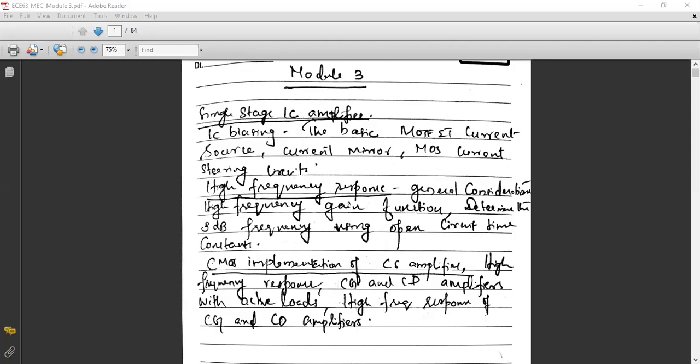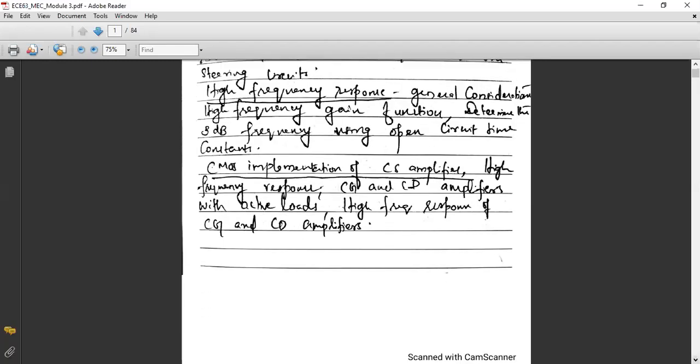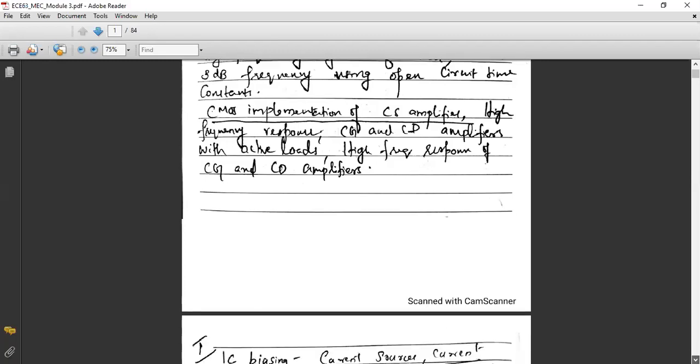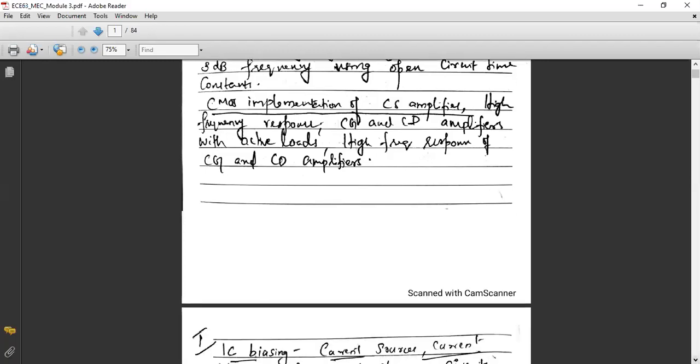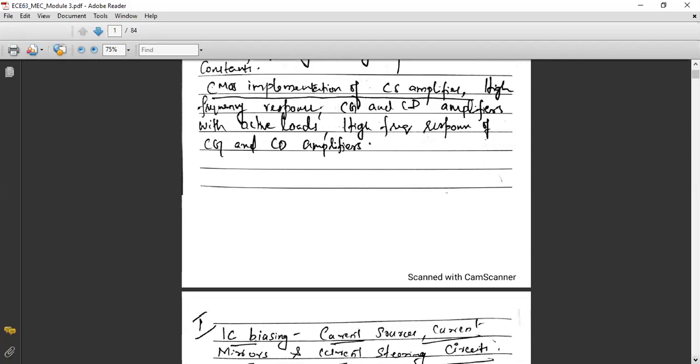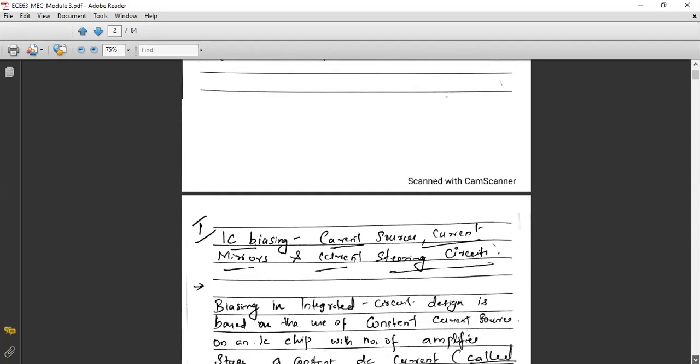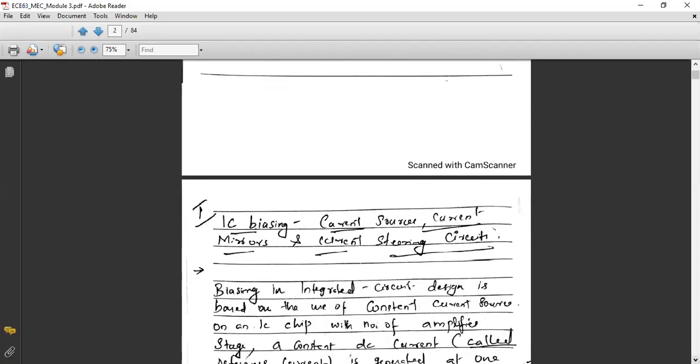So while writing the answer papers, you should be very careful about the question. Read the question n number of times and then try to answer it. If it is with active load, it is different. If it is without active load, it is different. So you have to see whether the analysis is with active load or without active load. Accordingly, you need to proceed.